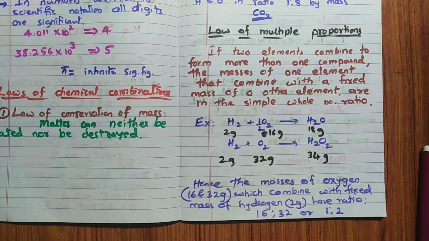That is, you can see the masses of oxygen 16 and 32, which combine with the fixed mass of hydrogen, 16 is to 32. Simplify this, you are going to get 1 is to 2. Which means it is always in this ratio only.